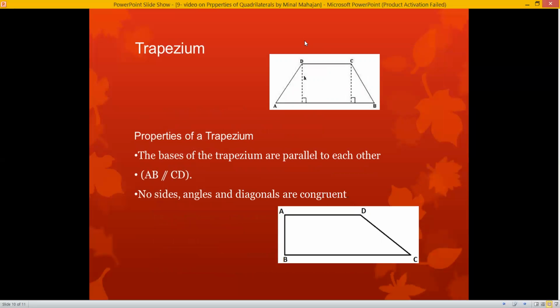Here it is trapezium. This quadrilateral is called trapezium. Properties of trapezium: the bases of the trapezium are parallel to each other. Means AB is parallel to CD. No sides, angles and diagonals are congruent.